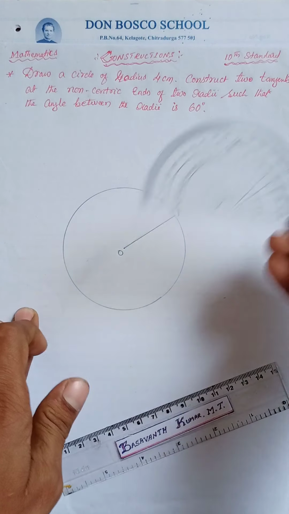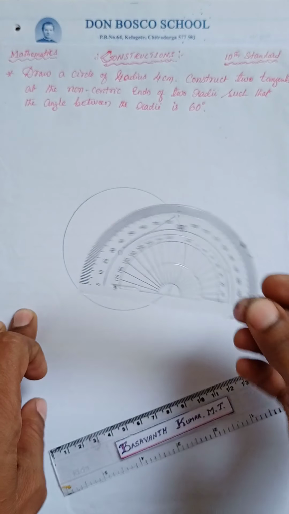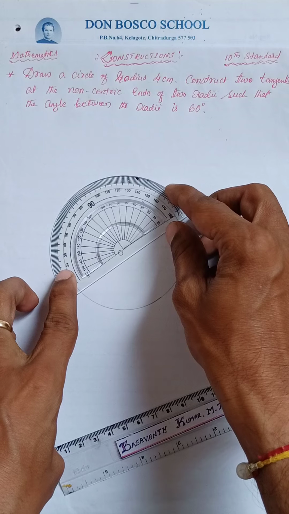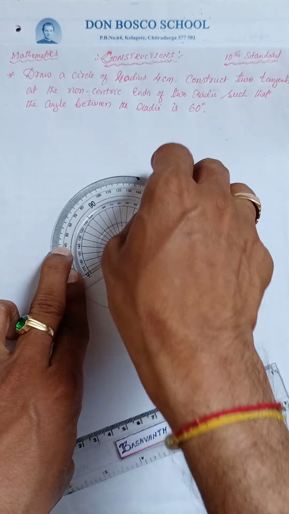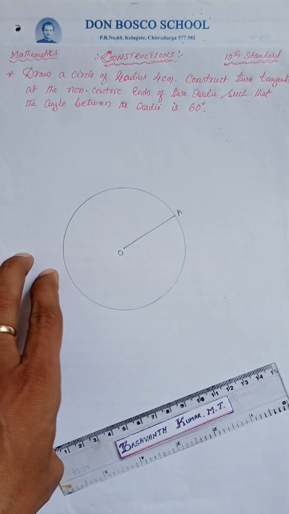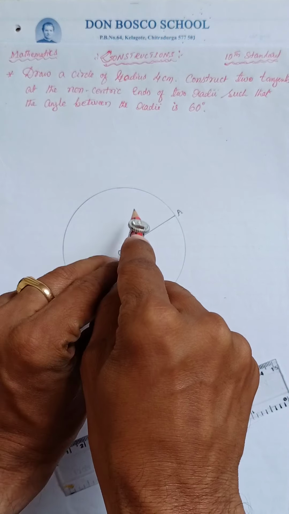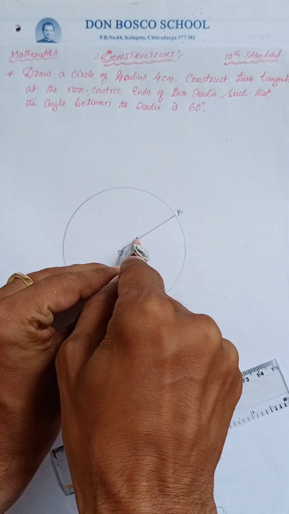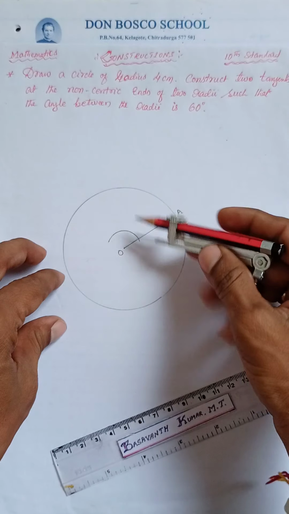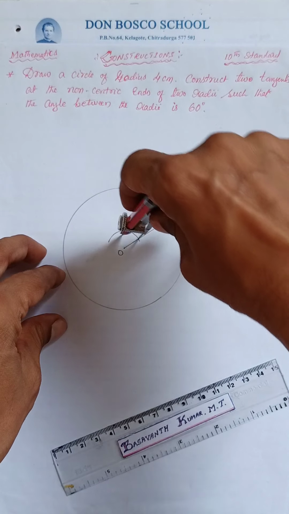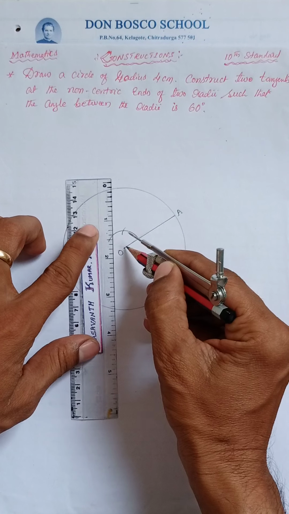If it is a standard angle, you can take directly, that is without protractor you can take. Otherwise you can put your protractor here, measure 60 degree, mark the point and make it as 60 degree. Otherwise you can also construct 60 degree without using protractor. How? You see, take some length of arc. Now it is finished. This is 60 degree.